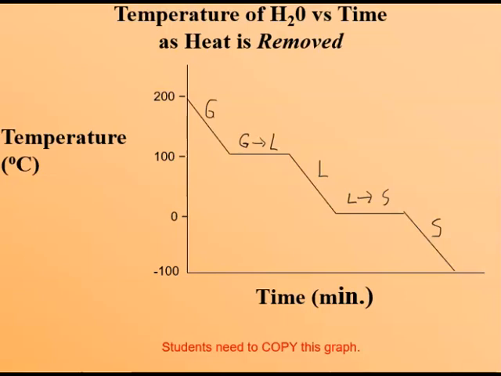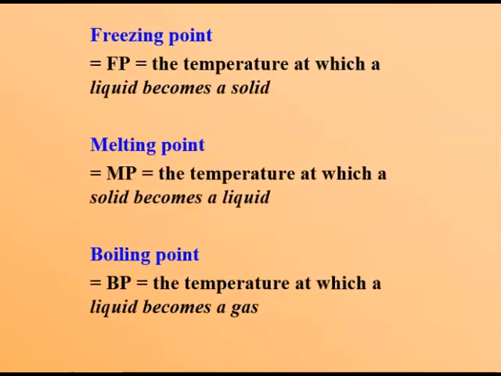When we look at this graph, what's amazing is that it tells us what is the freezing point of H2O. The freezing point of H2O, when it changes from a liquid to a solid, we can see is 0 degrees Celsius. So let's look at the definitions of these changes in state.